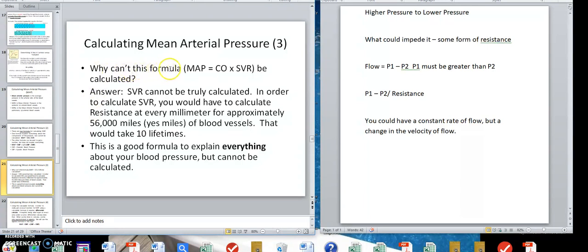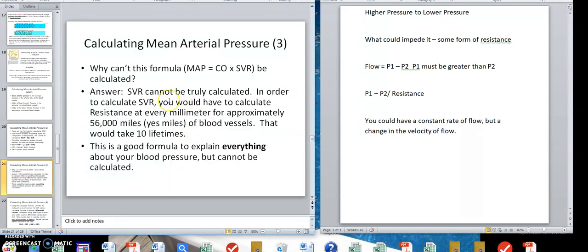Why can't this formula, MAP equals cardiac output times SVR, be calculated? Answer: systemic vascular resistance cannot be truly calculated. We talked about it earlier in this series of videos. But in order to calculate SVR, you would have to calculate resistance. Remember, resistance is 8 nu L divided by pi r to the 4th at every millimeter for approximately 56,000 miles of blood vessels. Now think, every millimeter for 56,000 miles of blood vessels. That's impossible. It would take lifetimes to do that.